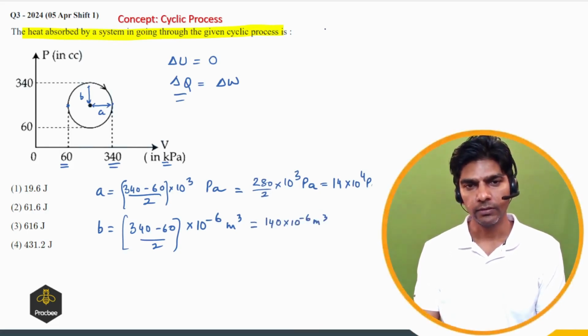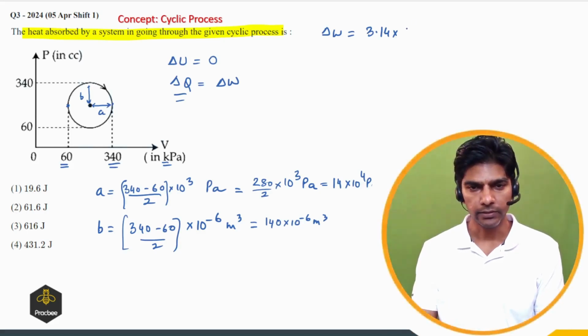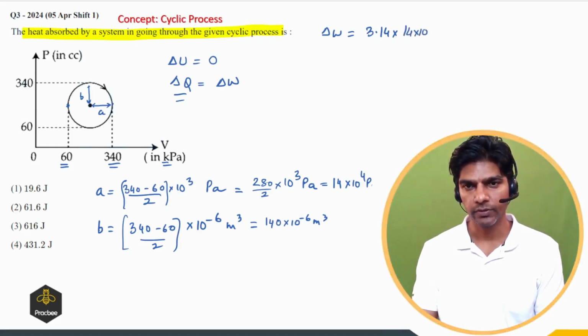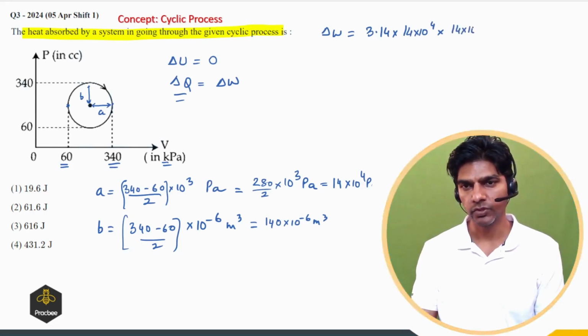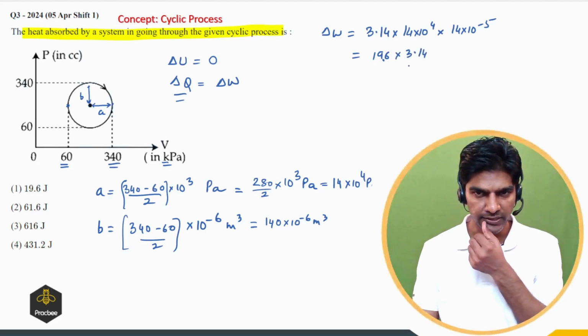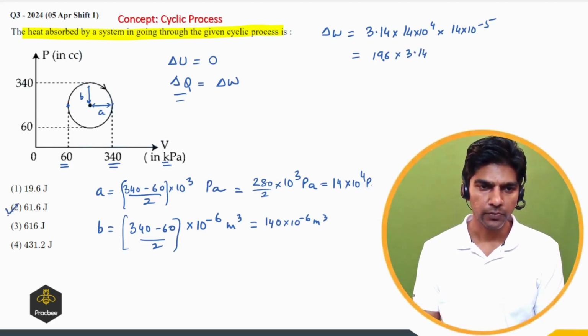Now what is the work done? That will be pi AB, the area of an ellipse. So 3.14 times A, which is 14 into 10 raised to power 4, and B is 14 into 10 raised to power minus 5. So this will be 196, or you can say 19.6 times 3.14. So 19 times 3, so it will be close to 60, right? So option 2 is the right answer.